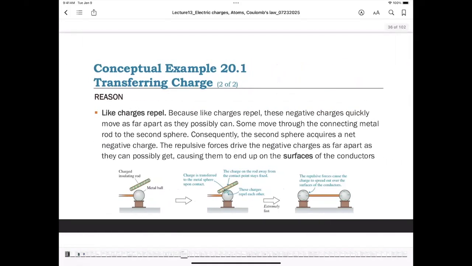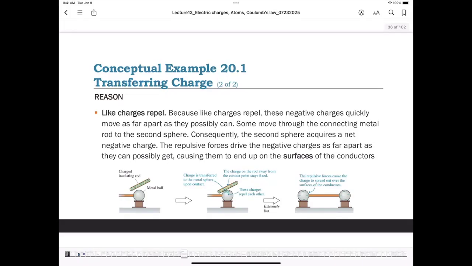Let's talk about how like charges repel. Because like charges repel, these negative charges quickly move as far apart as they possibly can. Some move through the connecting metal rod to the second sphere. Consequently, the second sphere acquires a slight negative charge. The repulsive forces drive the negative charges as far apart as they can possibly get, causing them to end up on the surfaces of the conductors. Does that make sense to you?